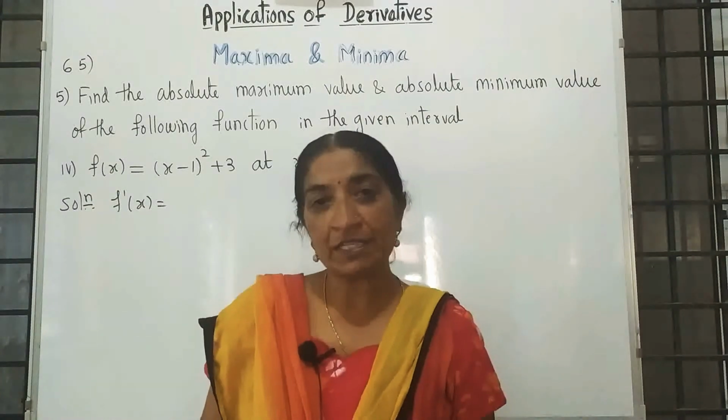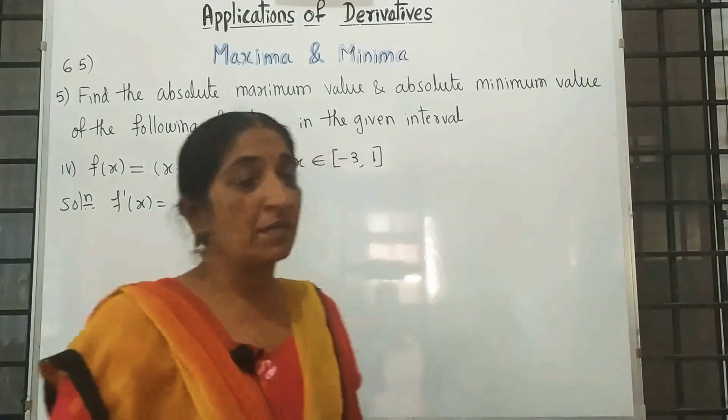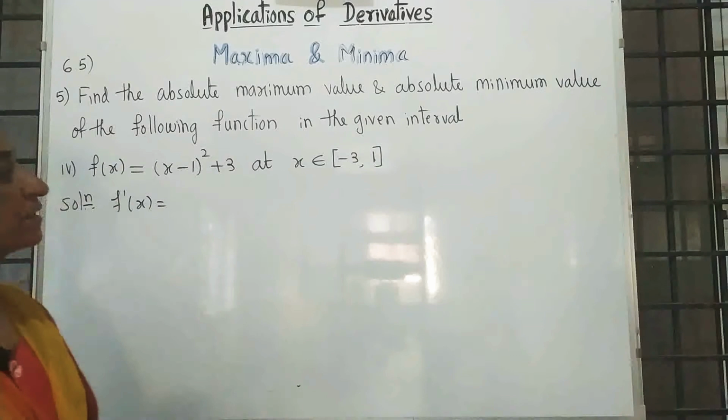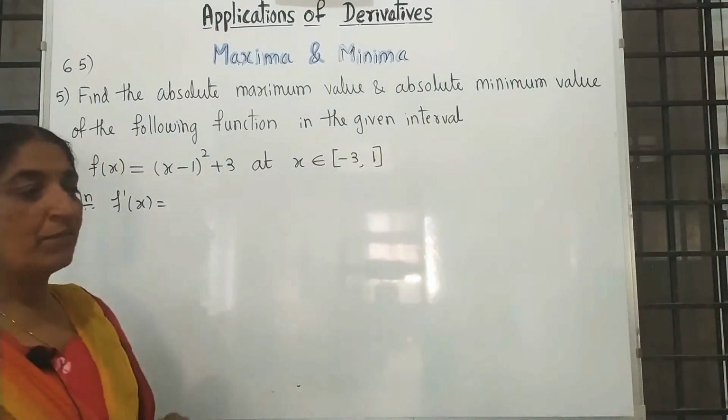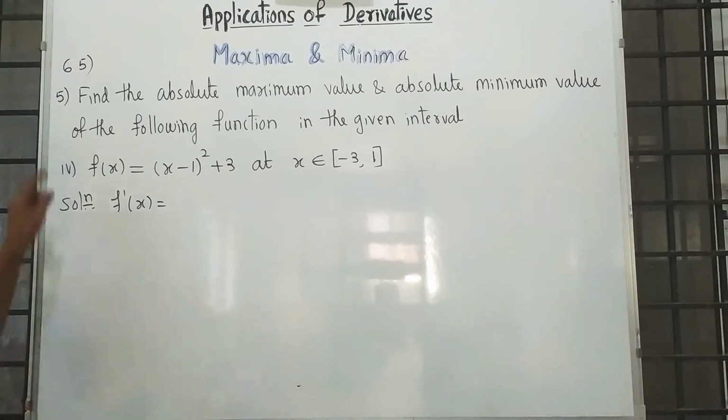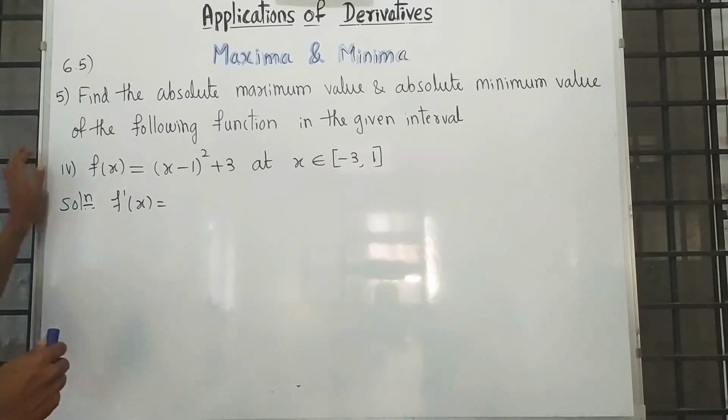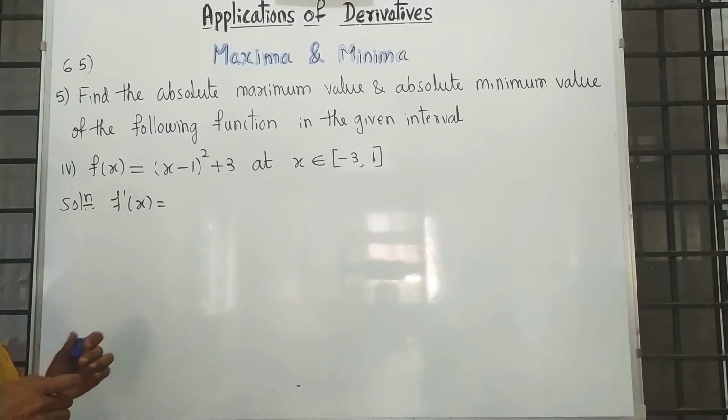So already we started the maxima and minima and we solved so many examples in the exercise 6.5. In the last class I gave two questions as a homework. One question is from 6.5 fifth main question. In that fourth one, find the absolute maximum value and absolute minimum value of the function in the given interval. So f of x is (x minus 1) whole square plus 3.